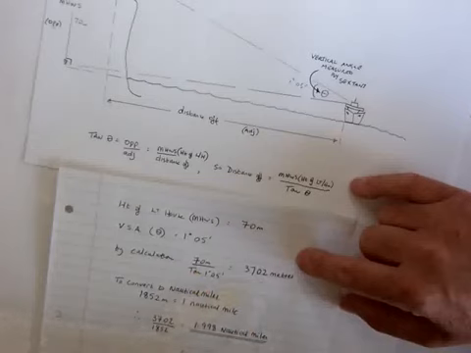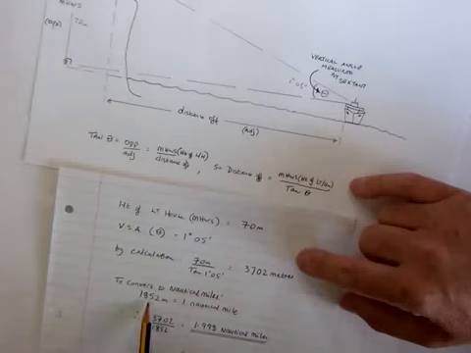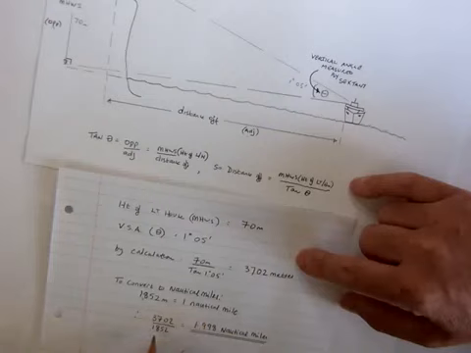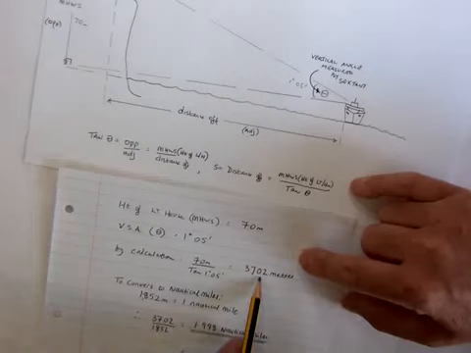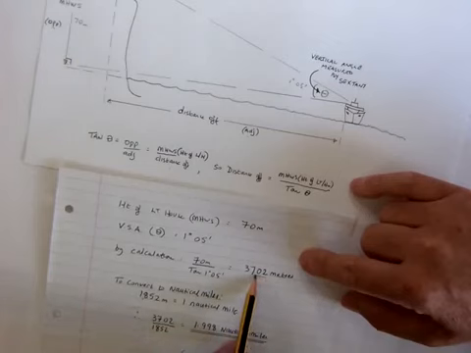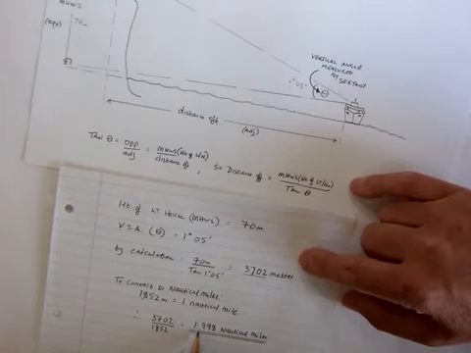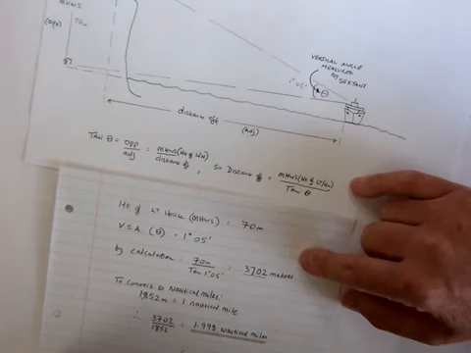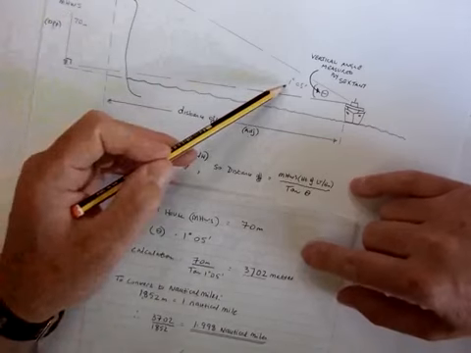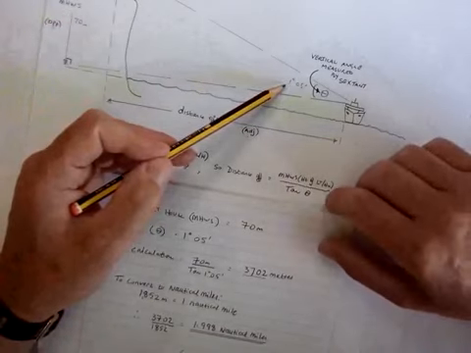We need to convert that to nautical miles, and we know that there's 1,852 metres in 1 nautical mile. Therefore, we divide our total 3,702 metres by 1,852, and that gives us a distance off of 1.998 nautical miles. So you can see mathematically we can solve the problem, providing we've got the height of the lighthouse and we've measured our angle vertically with our sextant.